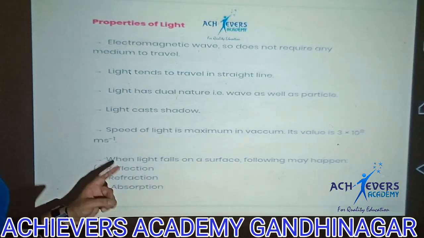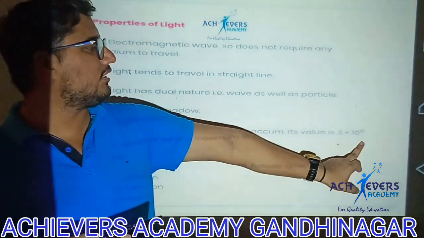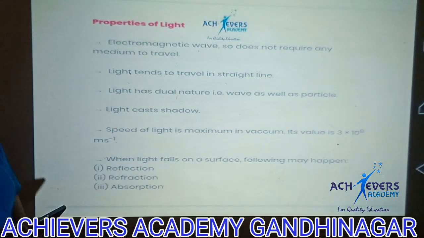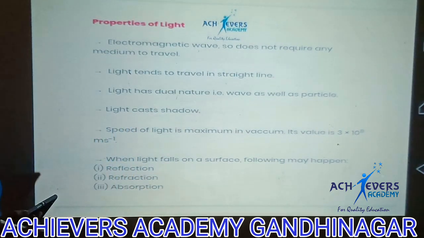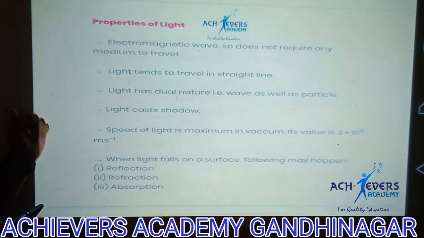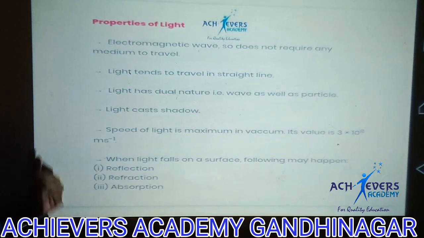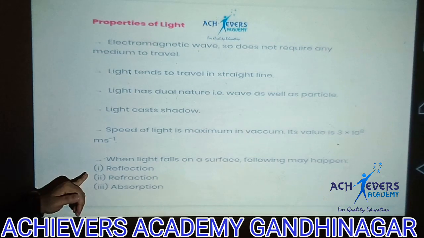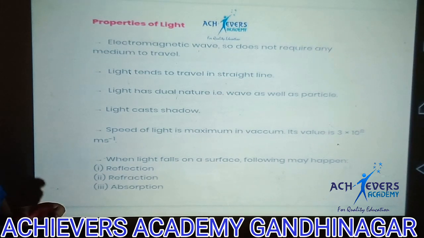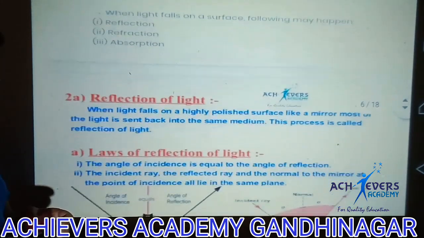And what is the speed of light in vacuum? 3 into 10 to the power 8 meter per second. That is the speed of light in vacuum. Is it clear? So these are the important properties. Now the next property which we are going to study is about reflection, refraction and absorption. So first we will start with reflection.